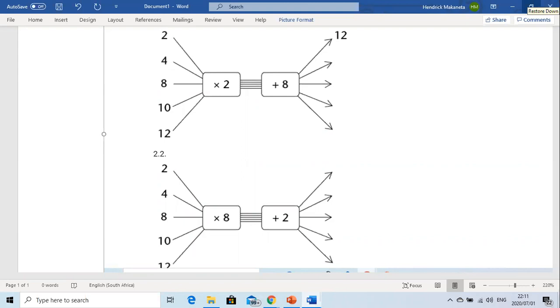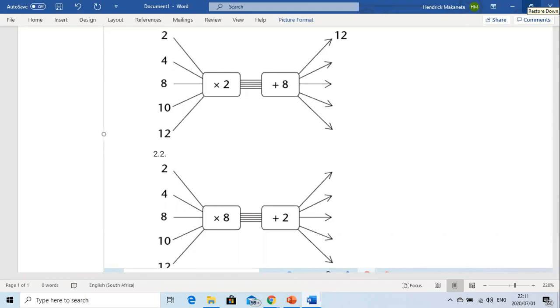2 times 8 is 16 plus 2 is 18. Yes, Onkabetse has done that. And then 4 times 8 is 32, and 32 plus 2 is 34. Yes, Onkabetse also got that one right. Kelly also did the first one. 2 times 8 is 16. 16 plus 2 is 18. Yes, Kelly, you are right.